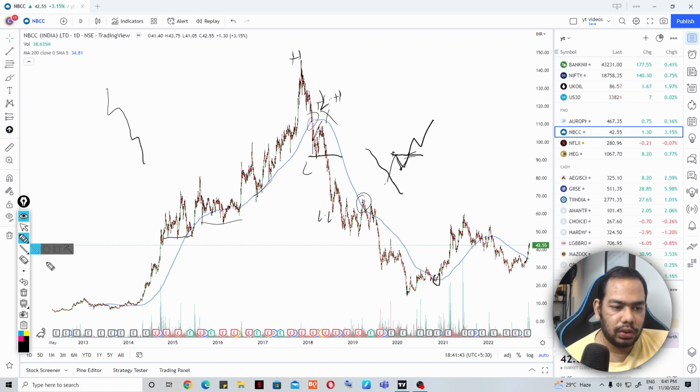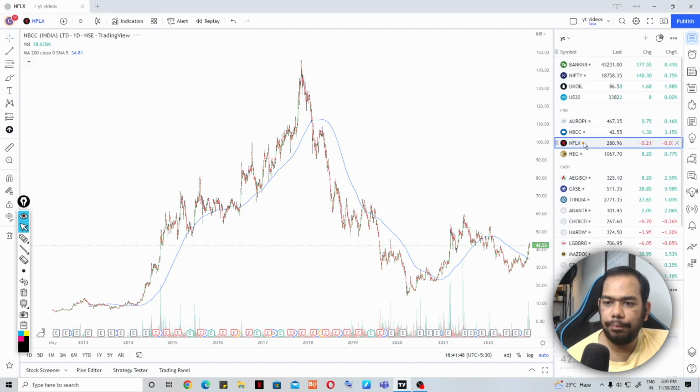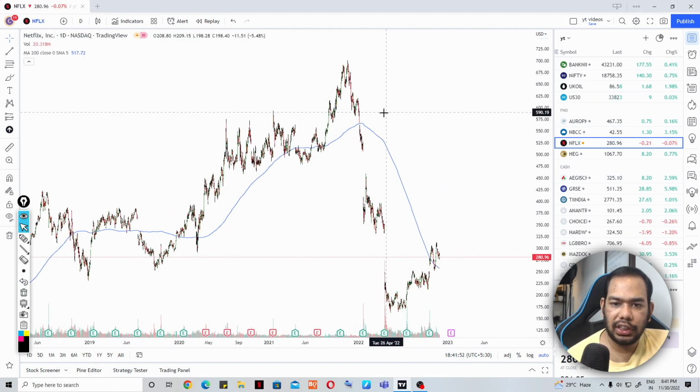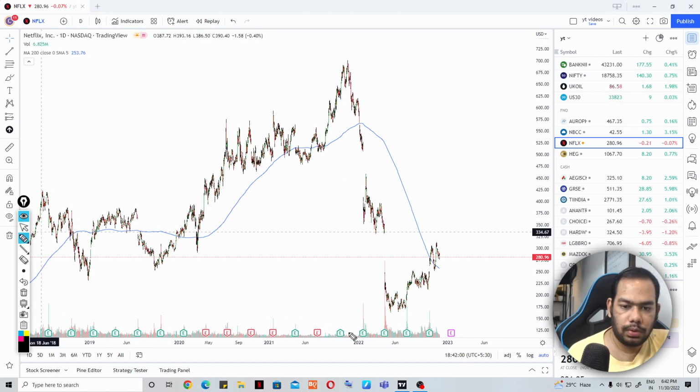Now let us go to another stock, which is Netflix. You can now clearly see how institutions are basically running from this counter. We can see a volume rise here, also in every gap down, and here was the fall.